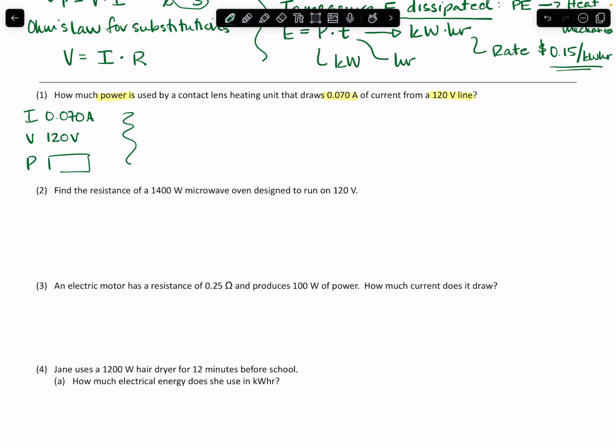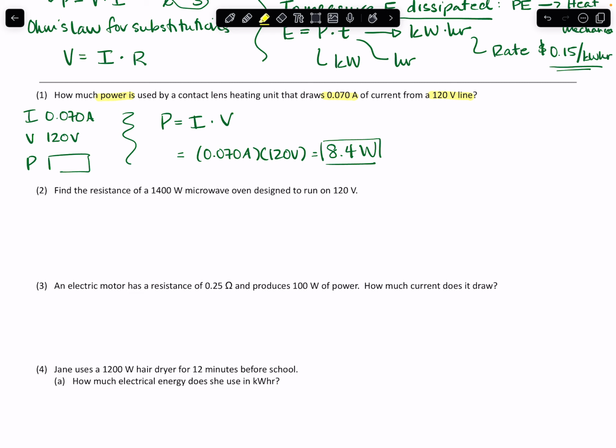So I look at those variables and I think about my formulas, and I know that power is equal to current times the voltage. I have both those values, so I just set them in there: 0.07 amps times 120 volts. And we're going to get a power value of 8.4, and that's going to be in watts. So that one's pretty straightforward.